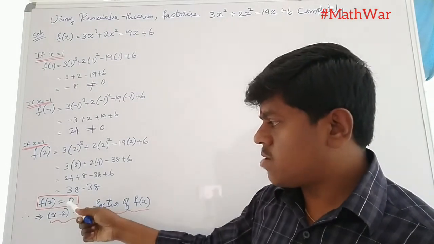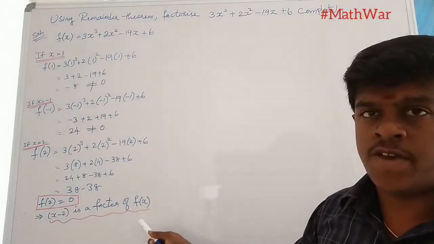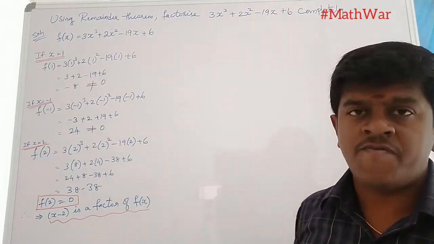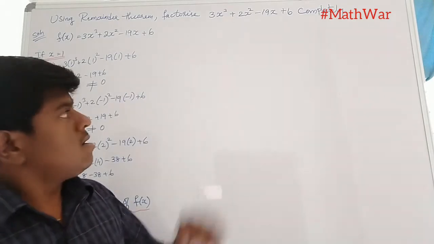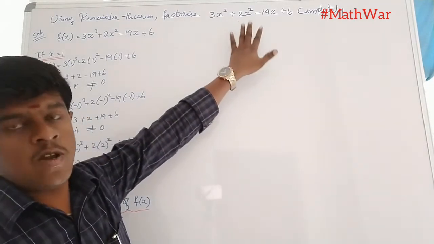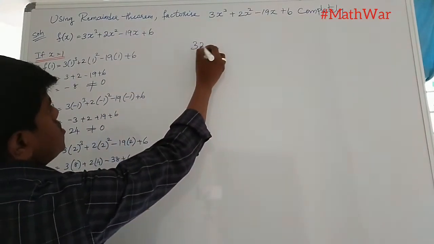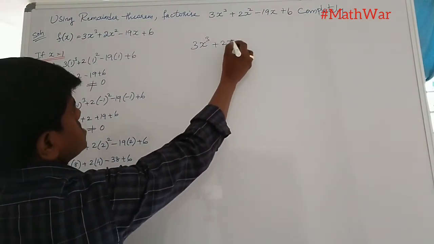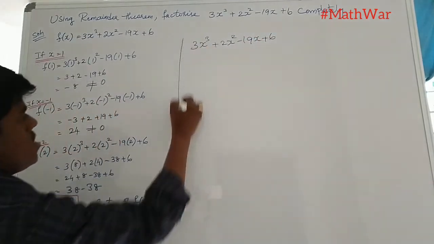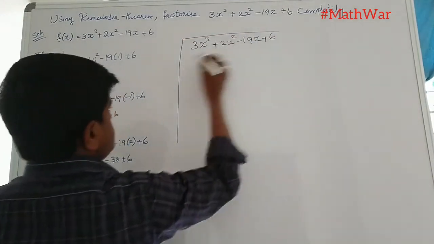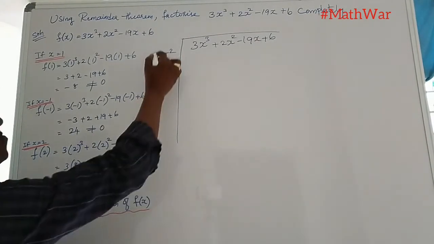So f of 2 is equal to 0, that is therefore x minus 2 is a factor of f of x. Now we got one factor. Using this factor, we are going to divide this polynomial, 3x cube plus 2x square minus 19x plus 6, by x minus 2.